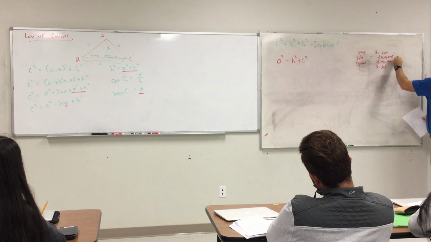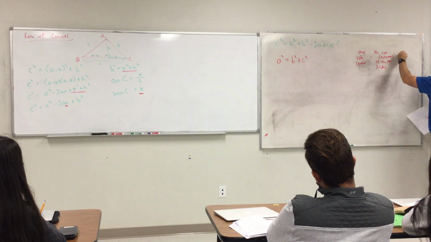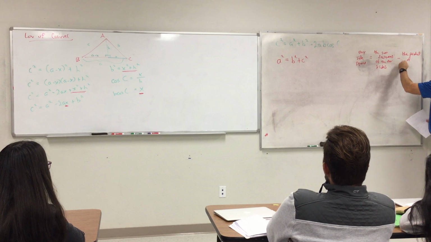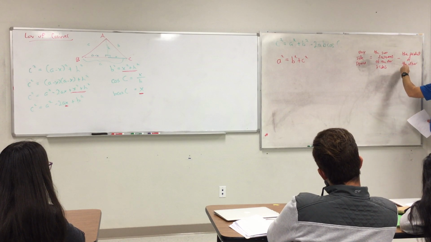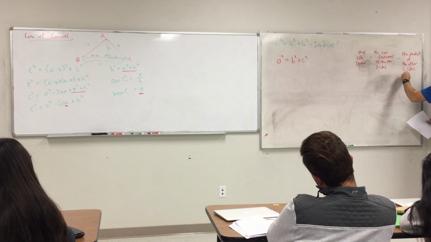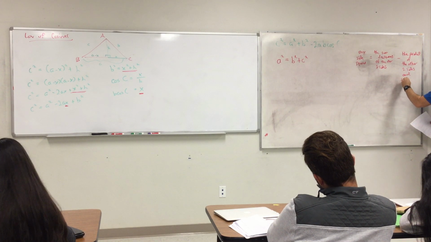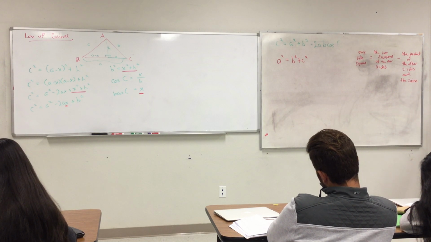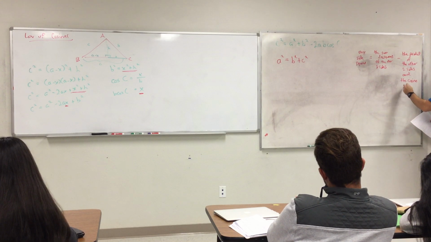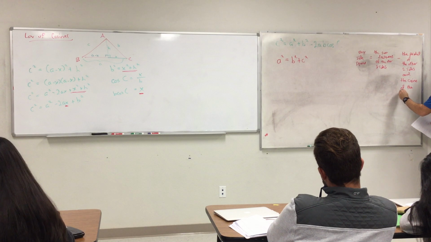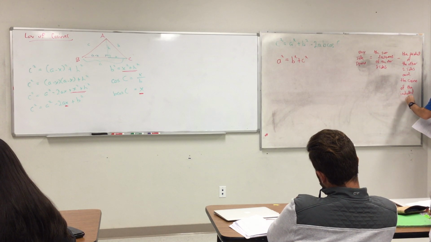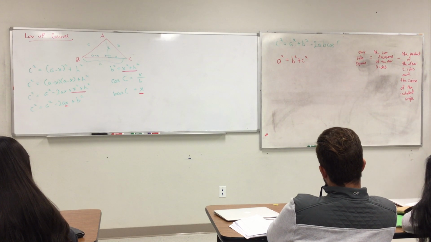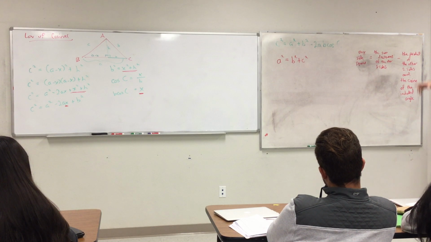Okay? Minus, everybody say minus. Minus. The product of the other two sides and the cosine of the included angle. That means of the angle between them. So repeat after me. The product of the other two sides and the cosine of the included angle. The product of the other two sides and the cosine of the included angle.